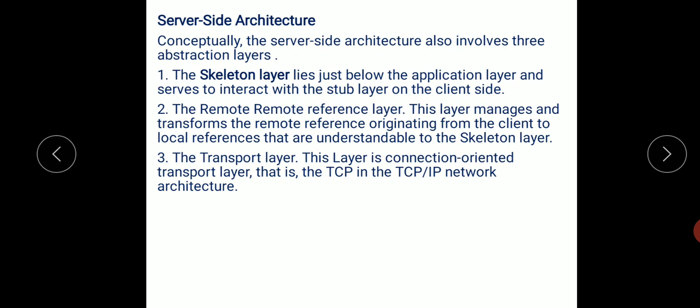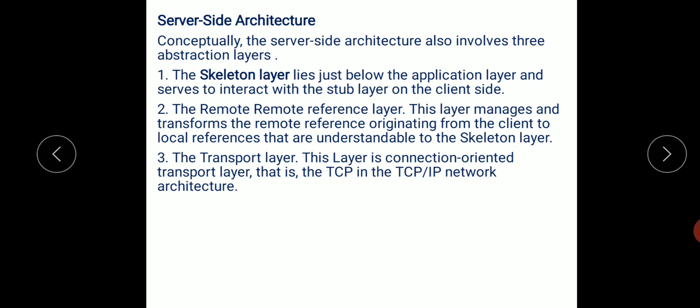So at the server side there are three layers: the skeleton layer, the remote reference layer and the transport layer. The skeleton layer lies just below the application layer and serves to interact with the stub layer on the client side. So we have the stub layer on the client side, and the skeleton layer on the server side will interact with it.